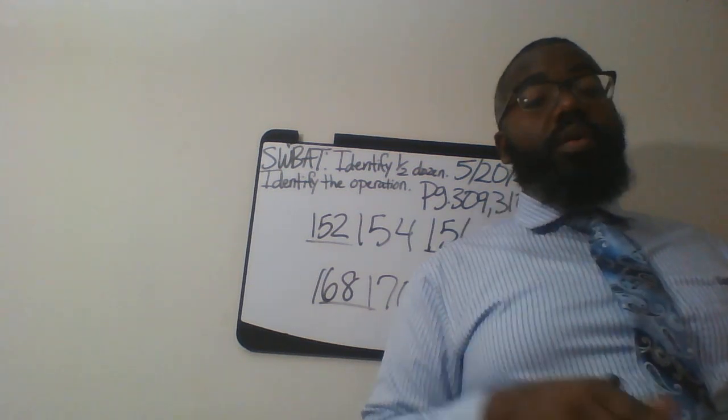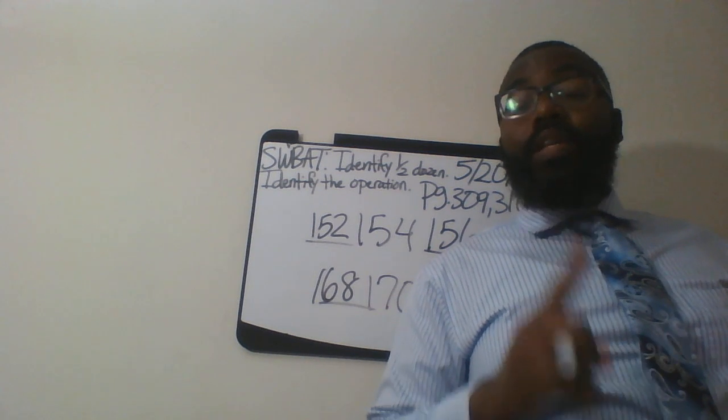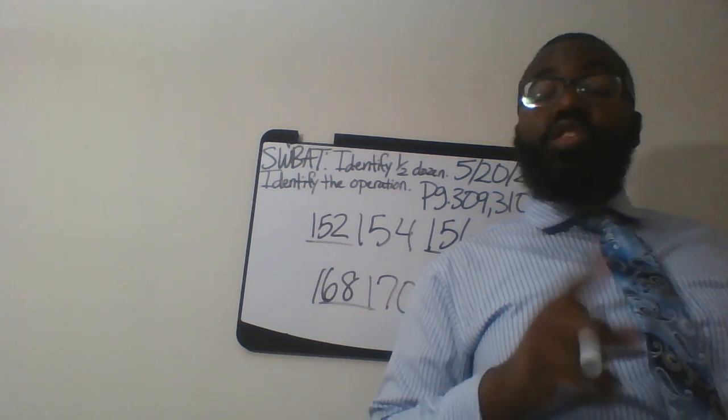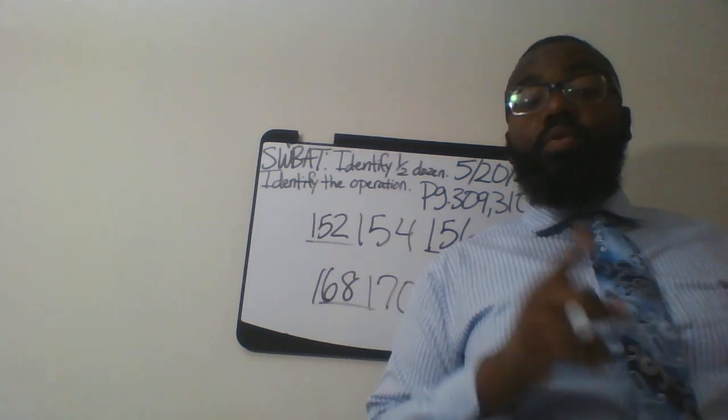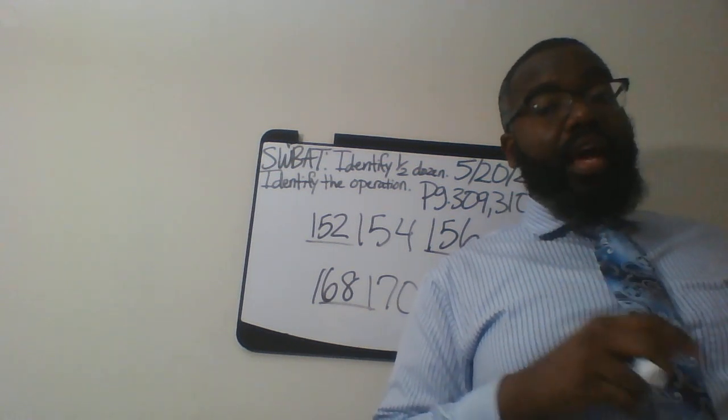Now, as we move on, number three says color 1/2 a dozen eggs. Now, as we do know, 1 dozen is 12. 1 dozen is 12. So half of 12 will be 6. So you should be only coloring 6 eggs.